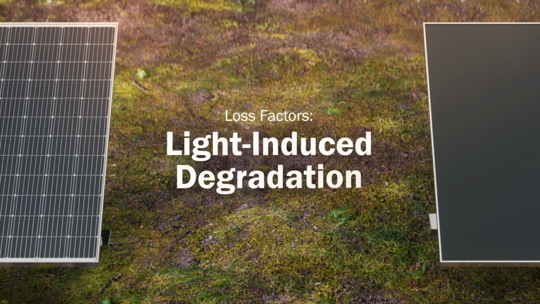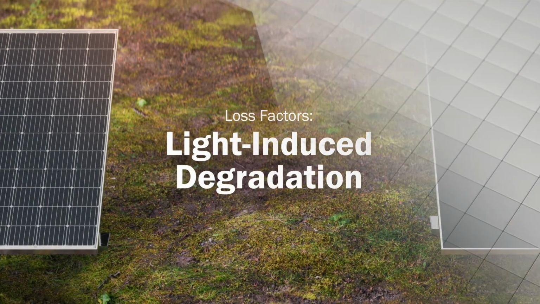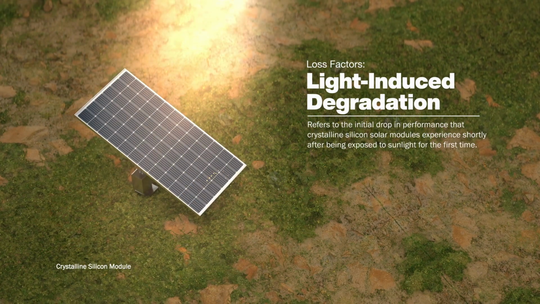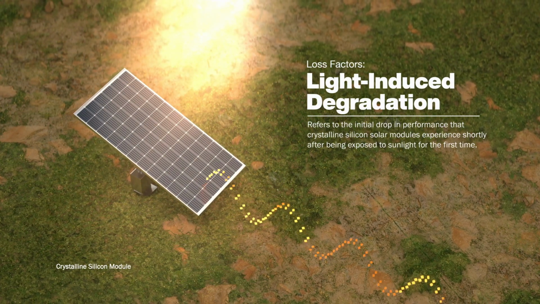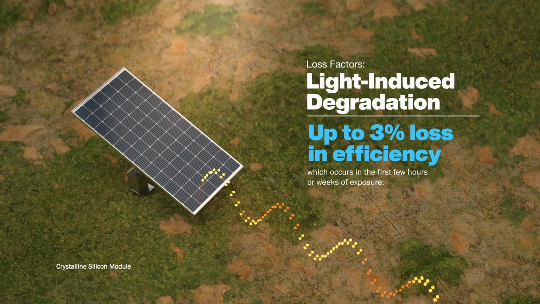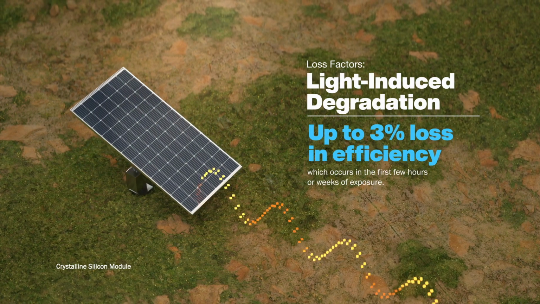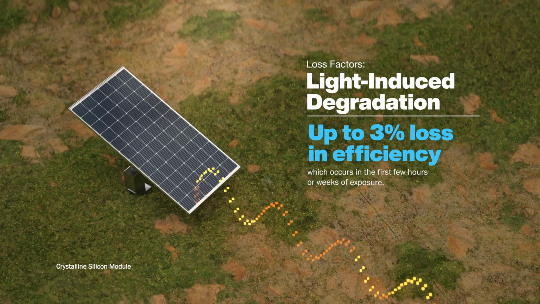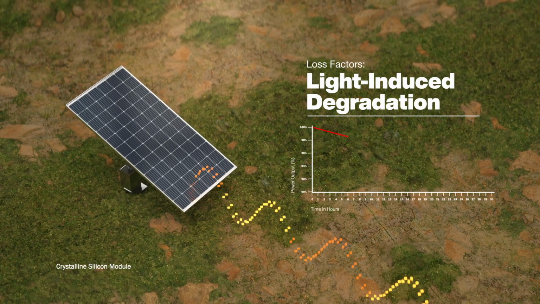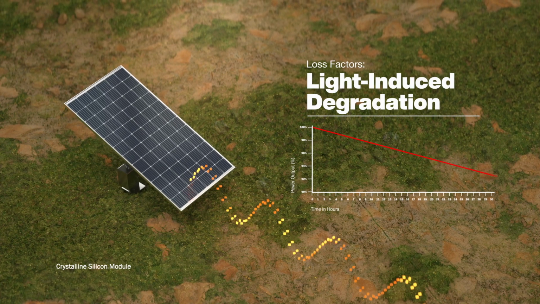Light-induced degradation, or LID, refers to the initial drop in performance that crystalline silicon modules experience shortly after being exposed to sunlight for the first time. This drop-off, which occurs in the first few hours or weeks of exposure, can result in a loss of efficiency up to 3%. A drop-off of this magnitude can have a significant impact on the overall energy yield and ROI of a solar installation over its 30-year lifetime.